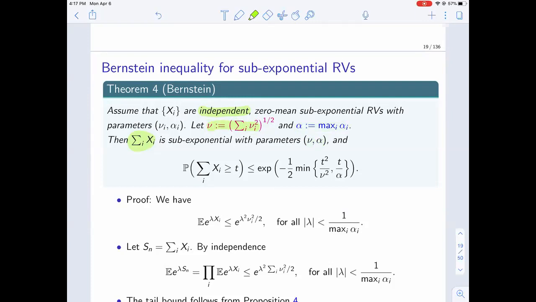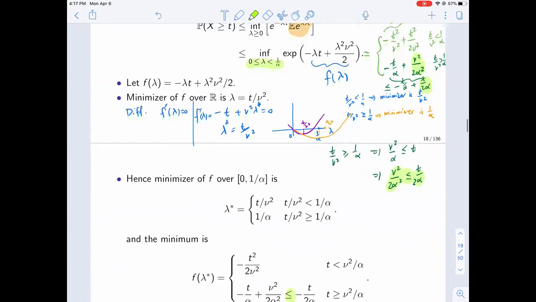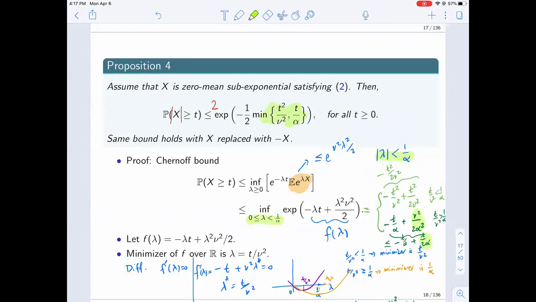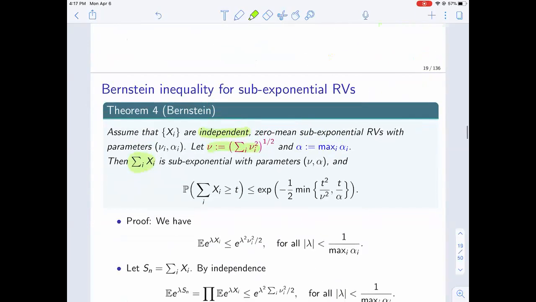And so because this is a sub-exponential variable, I get the same bound, but with this nu squared and alpha for the summation. So I get that the tail bound for the summation is this, where nu and alpha are just like this. So that's the nu here, right? And that's the alpha here. Okay. Questions? So the tail bound just follows from the previous argument. The only thing that we need here is to verify that this is actually sub-exponential with these parameters.